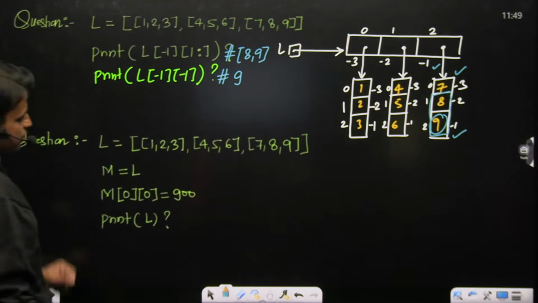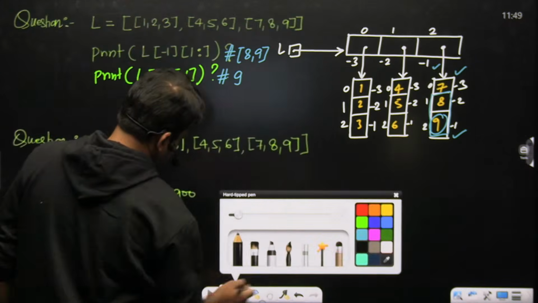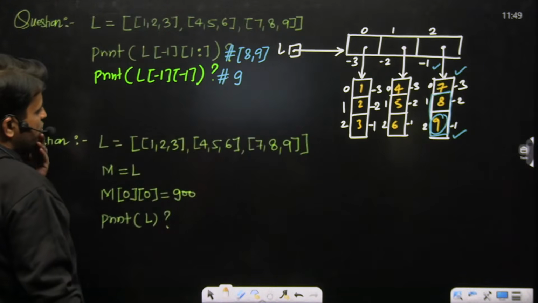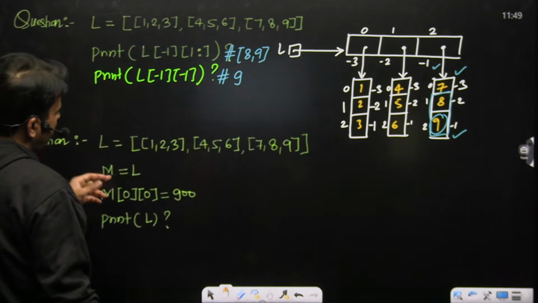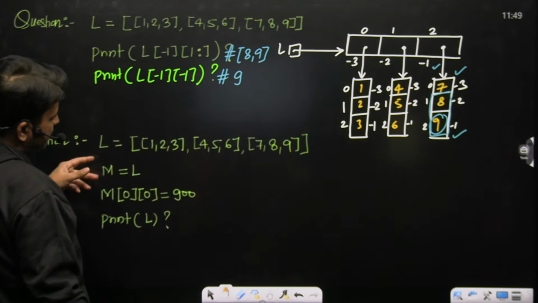Now what about this question, student? What is the answer for this one? L equals 1, 2, 3, 4, 5, 6, 7, 8, 9. M equals L. You are creating this list aliasing.